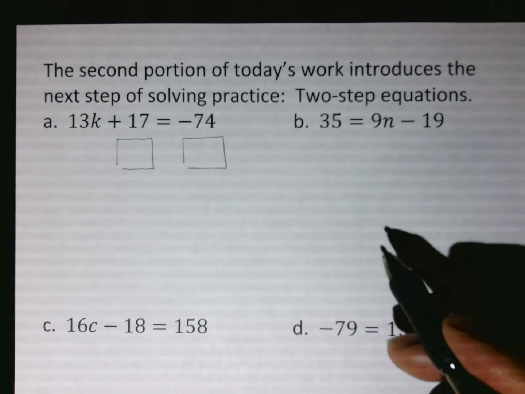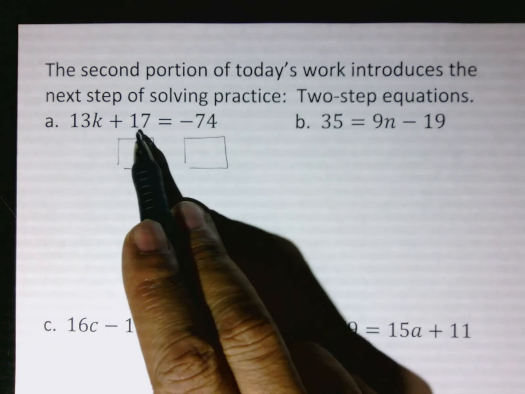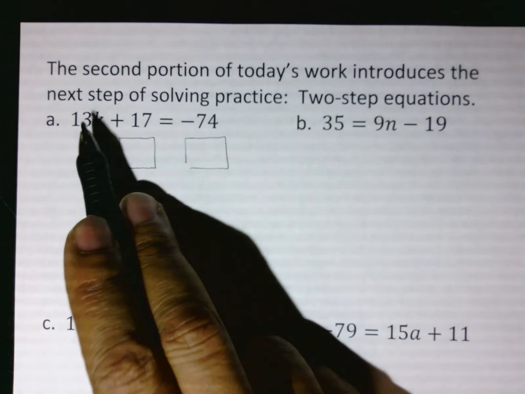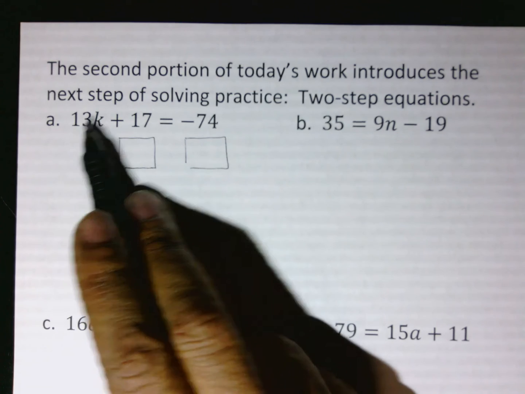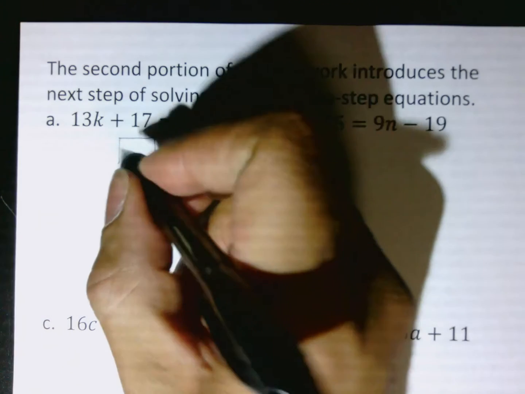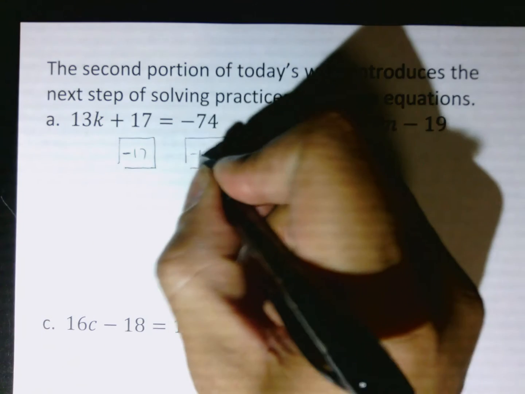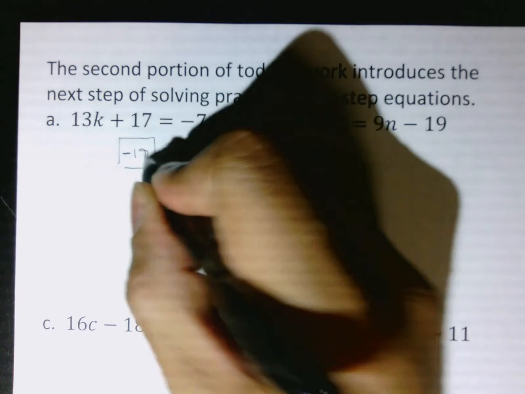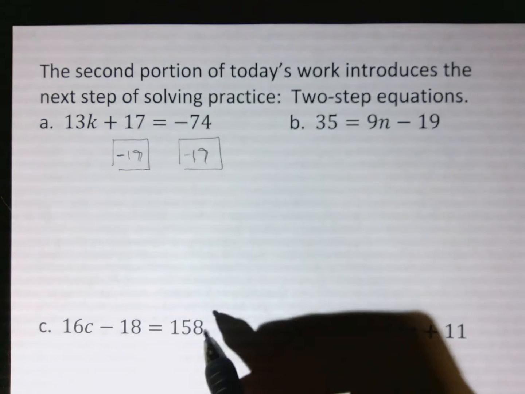In this case, you're going to have a box here and a box here. If you remember, you are supposed to first move the number that is not attached to k. Since k is attached to 13, we are going to move this positive 17. Remember, the way we move that positive 17 is by subtracting 17. So that's the first thing you put in that box: you are subtracting 17.